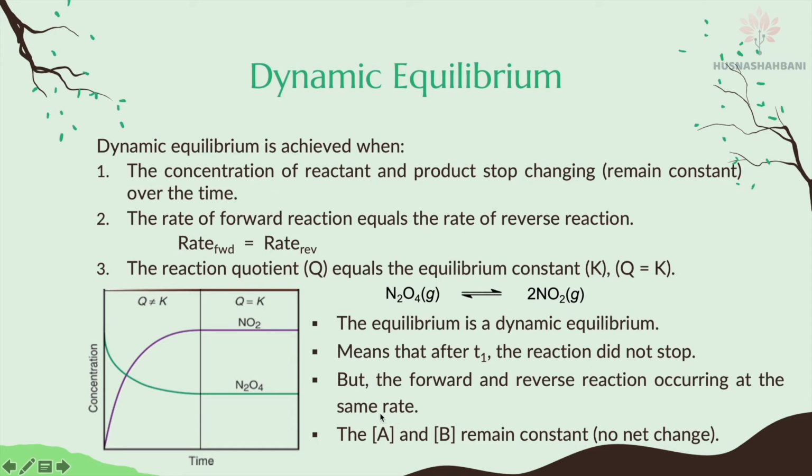are the same. The concentration of A and the concentration of B remain constant, meaning no net change. The concentrations are not the same. The rates are the same for the product and for the reactant. The rates are the same, but the concentrations are not the same. The concentration remains constant, with no net change for both reactant and product.